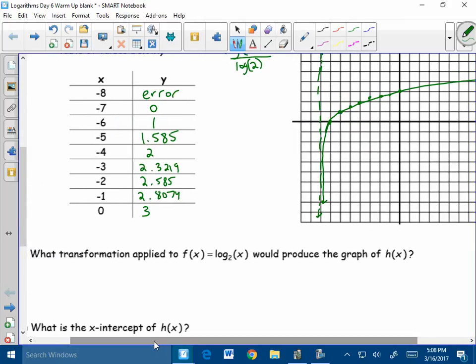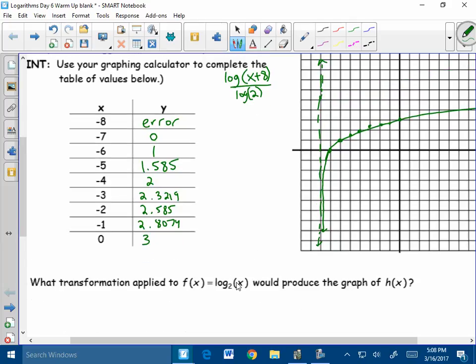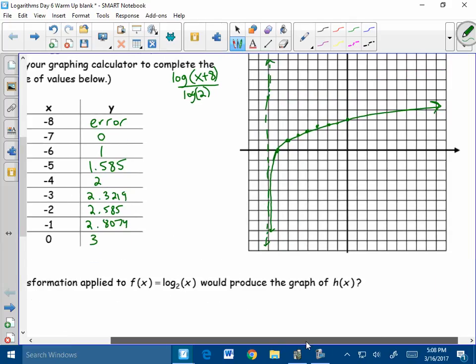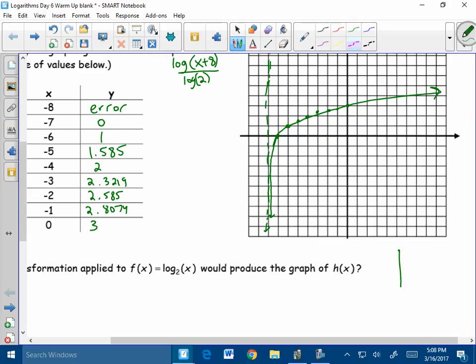Some good review, right? What transformation applied to f of x equals log base 2 of x would produce this graph? So just a regular log graph, remember, right? Our basic log graph has an asymptote. Instead of y equals 0, it's a vertical asymptote here at x equals 0. And then it's got the x-intercept at (1, 0), and it swoops up like that.